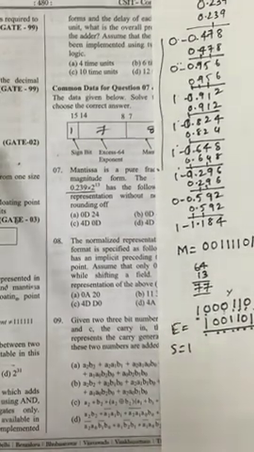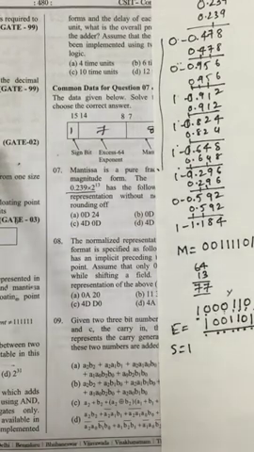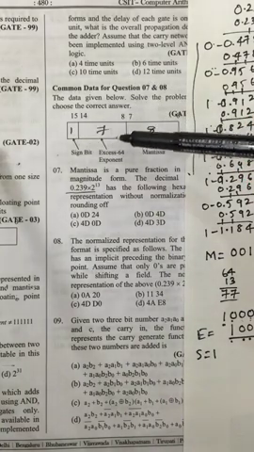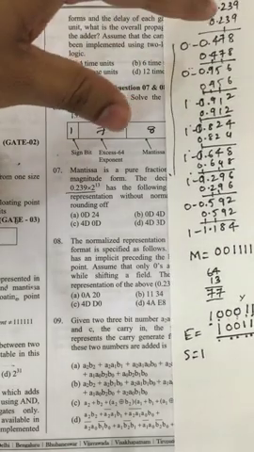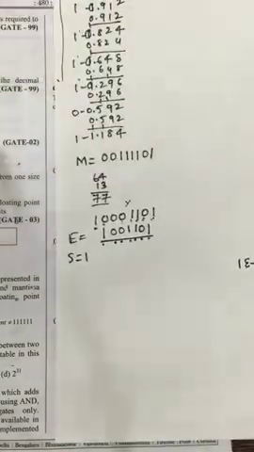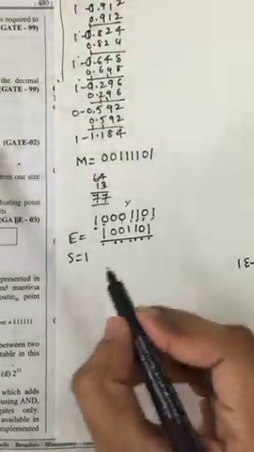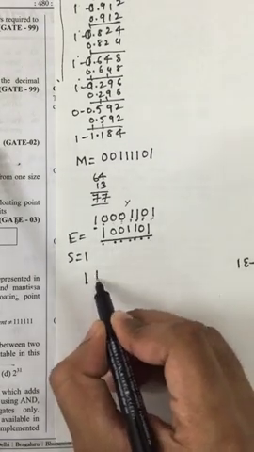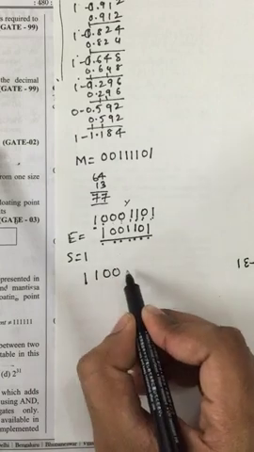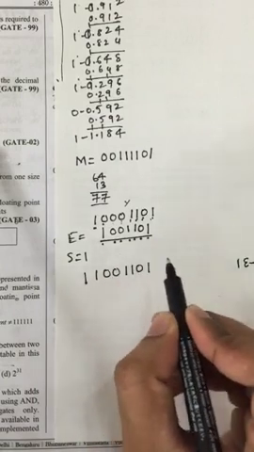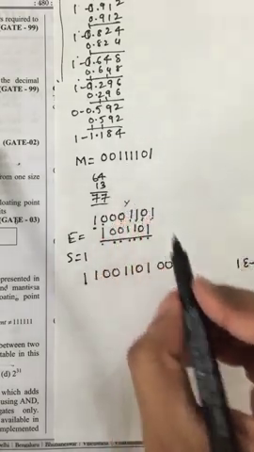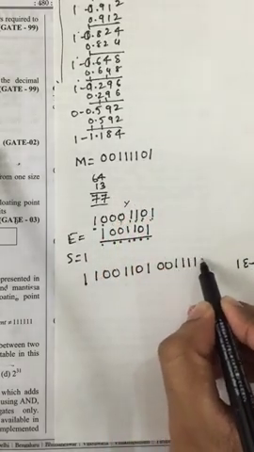Right. Now we have to represent this entire thing in the given format. What is the given format? Check this. Given format is sign followed by exponent followed by mantissa. So let me put it all together here. Sign followed by exponent followed by mantissa. Sign is going to be 1 followed by exponent. Exponent is going to be 1, 0, 0, 1, 1, 0, 1. And mantissa is going to be 0, 0, 1, 1, 1, 1, 0, 1.